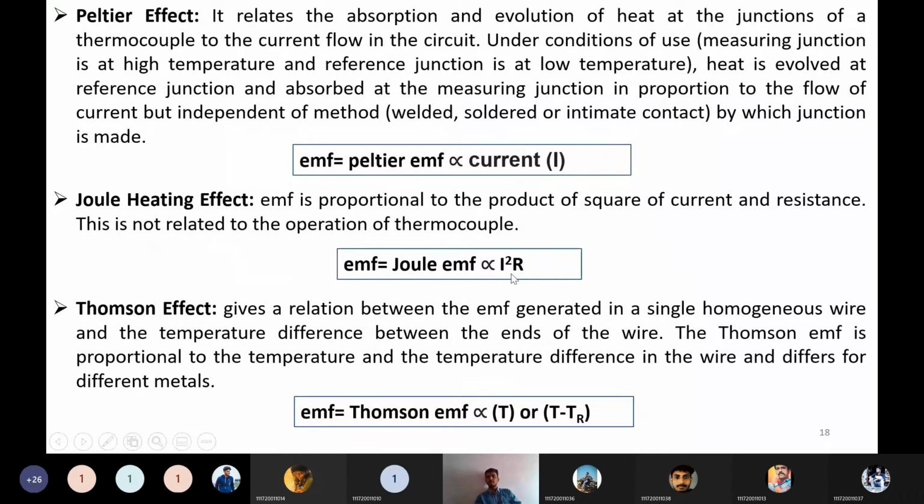So the heat is directly proportional to the product of I square, current square, into resistance. The next useful one is the Thomson effect. Here the thermal EMF, whatever Thomson EMF is generated, is only a function of the temperature difference between the measuring junction and the reference junction, which is said by the Thomson effect. So these three effects are very, very useful.